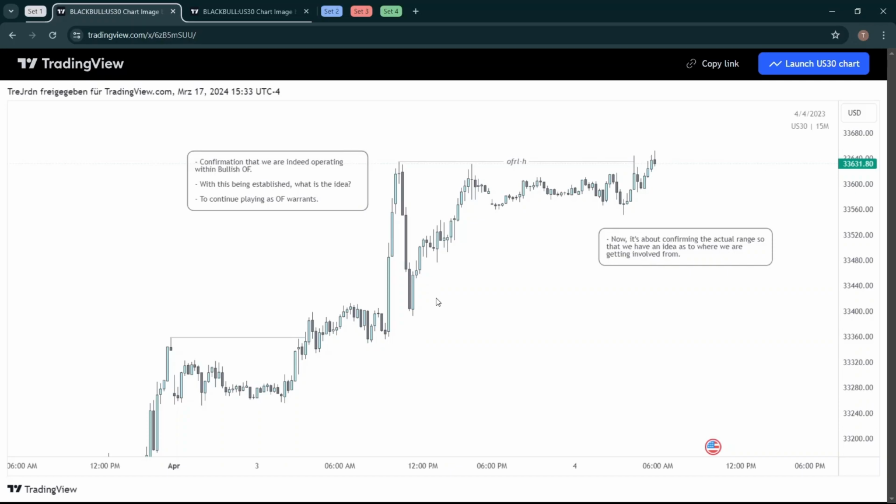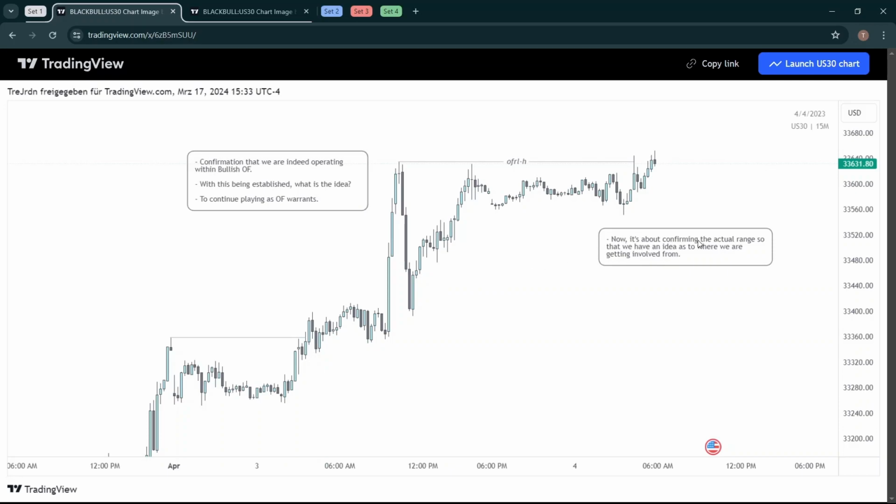But these bullish conditions, or the bullish order flow conditions, are more or less continuations from the initial switch in order flow, and that would be much lower, but I probably don't have a screenshot for this one. But I go on to ask the question, with this being established, so the confirmation that you're operating within bullish order flow, what's the idea? Simple: to continue playing as order flow warrants. So if we have an understanding that order flow is actually bullish, then the idea is to play in accordance to what the order flow is warranting.